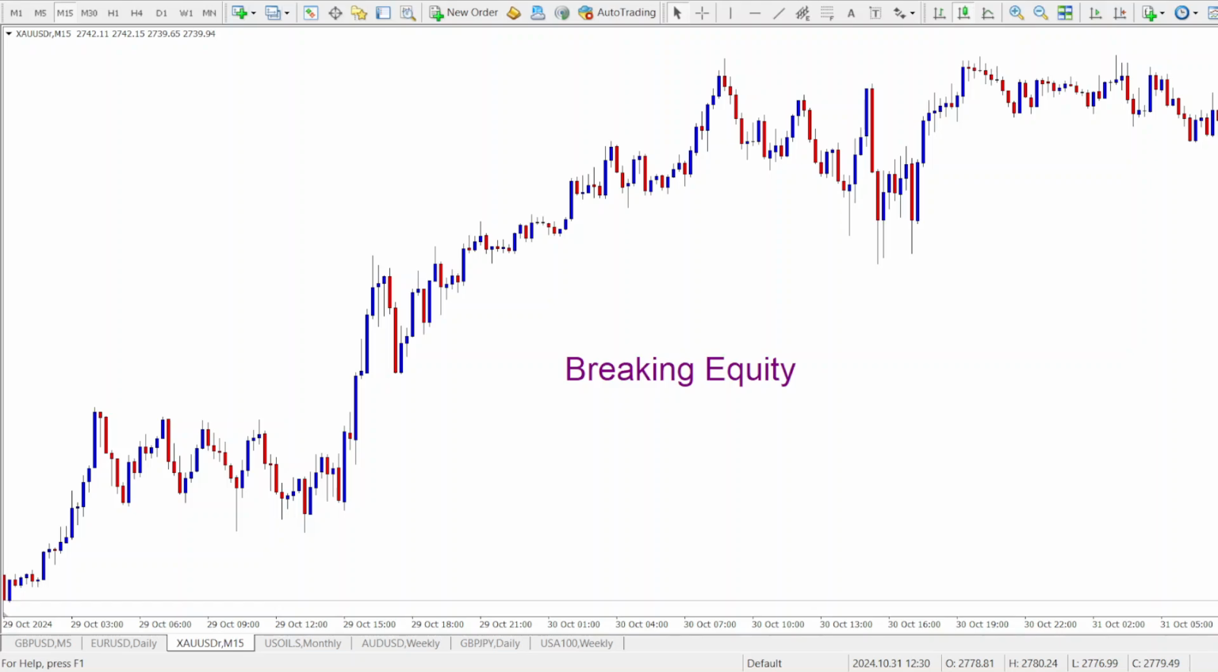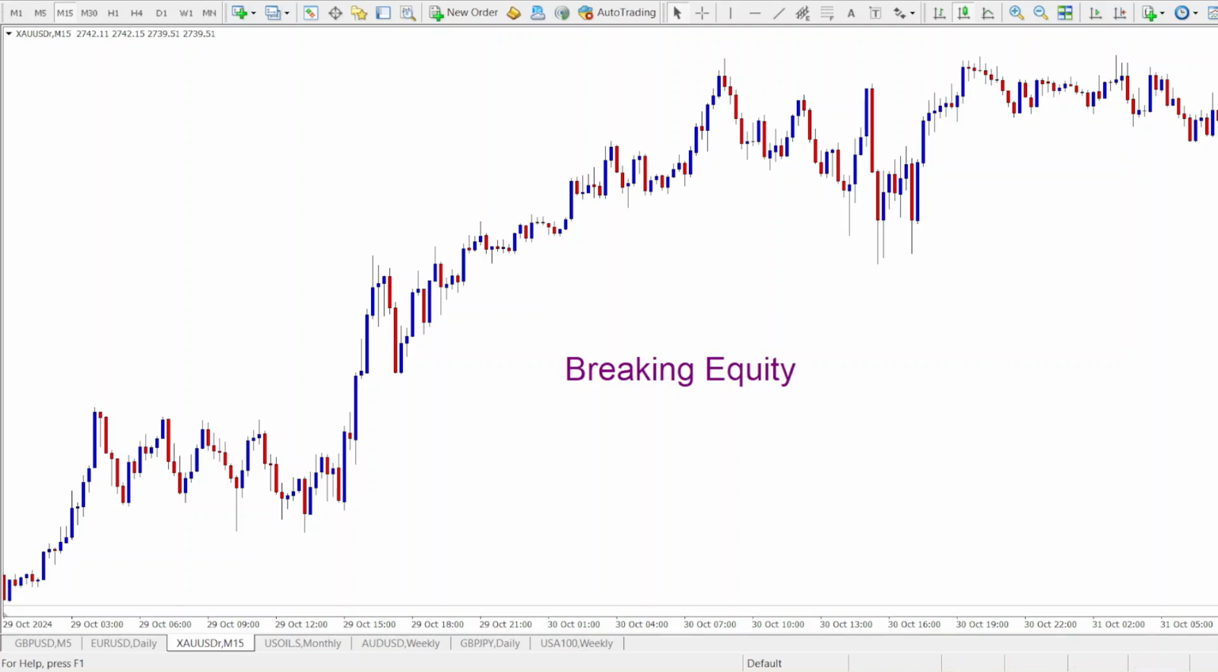Stick to your trading plan. Avoid the temptation to chase losses. If a trade doesn't go your way, don't double down in hopes of recovering your losses quickly. This can lead to even greater declines in your equity.